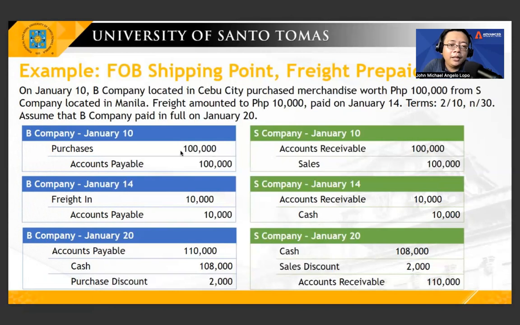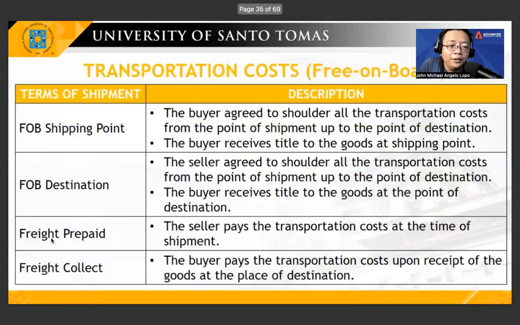Same lang kaya lang ang makakaiba ito. So ito walang problema. Purchase, accounts payable. Okay. Di ba? Pag FOB shipping point, ang may-ari niyan ay si buyer. That's why it is to be reported as freight in, 10,000, accounts payable 10. Kaya lang, ang nagbayad ay si seller kasi freight prepaid. Go back to this one, ha? The seller pays freight prepaid. Freight collect si buyer. Okay.